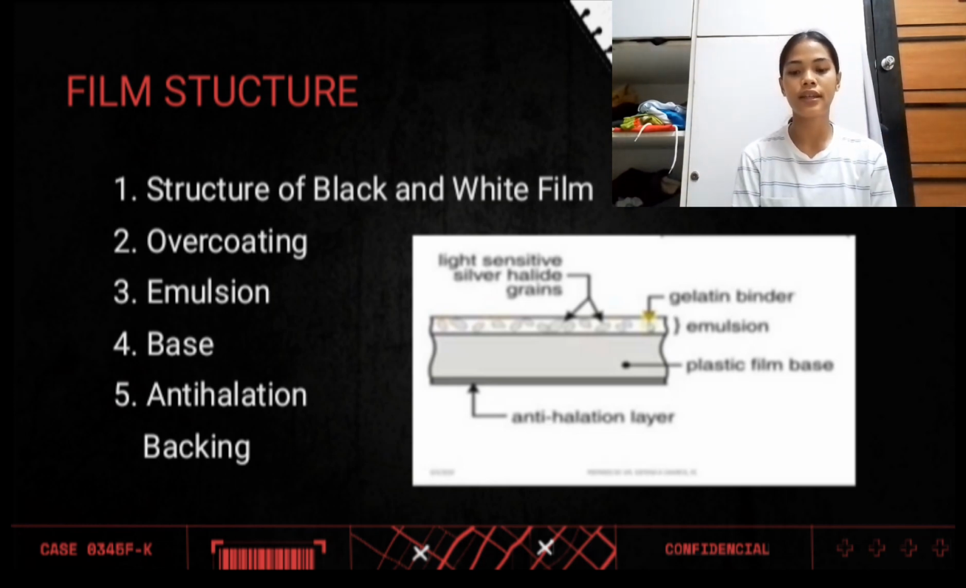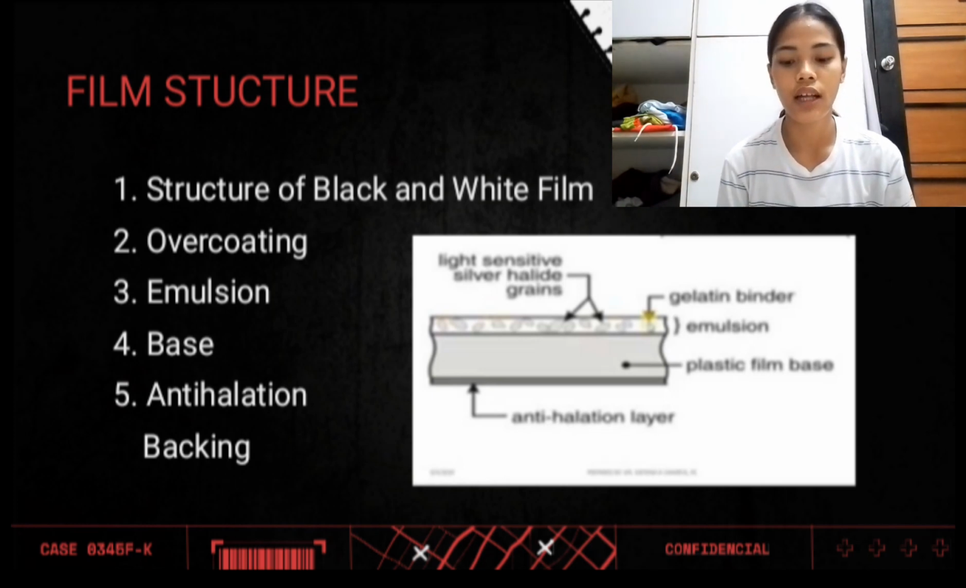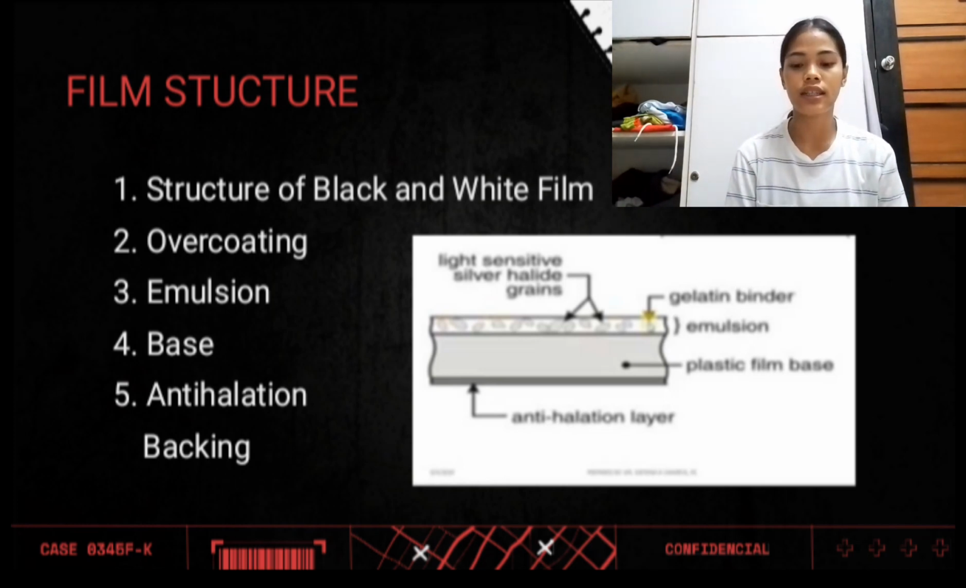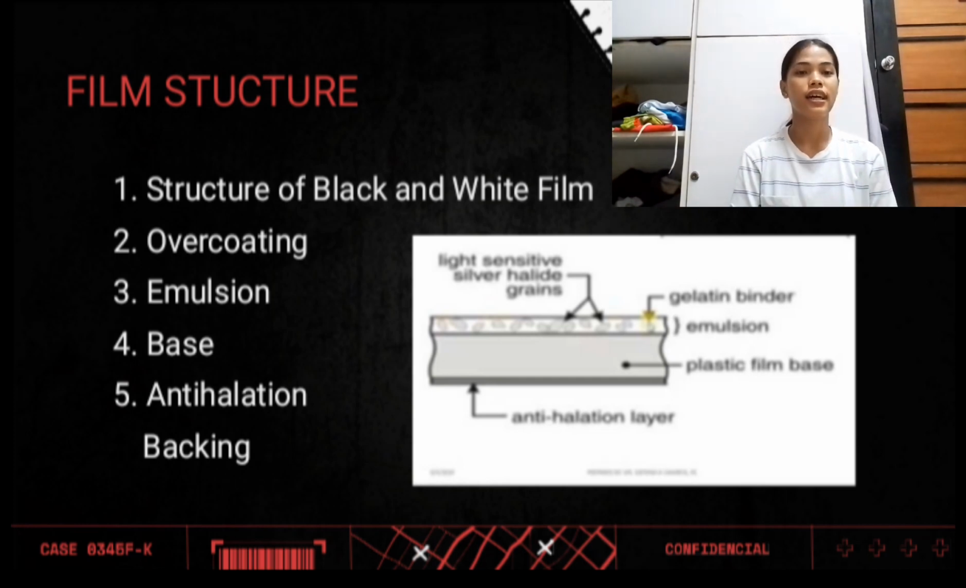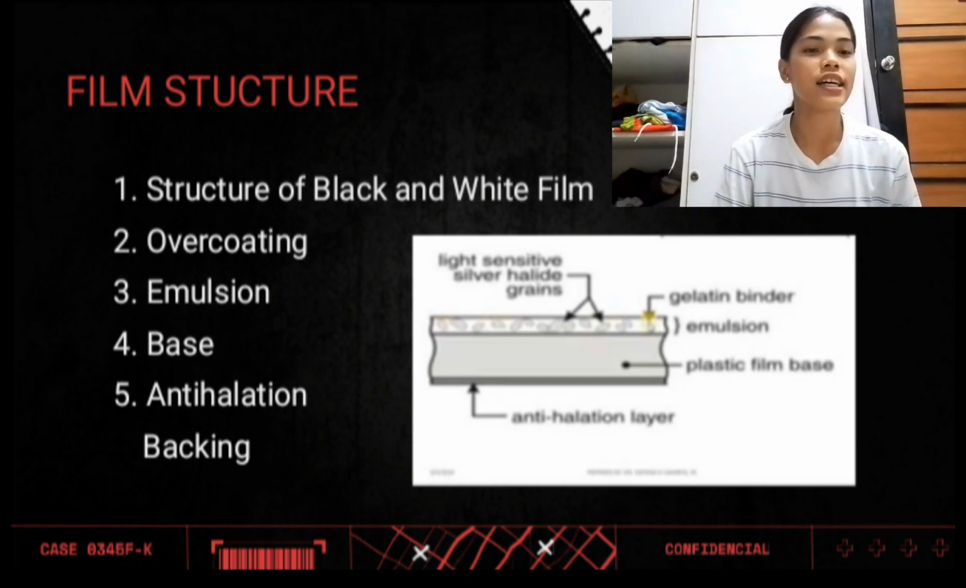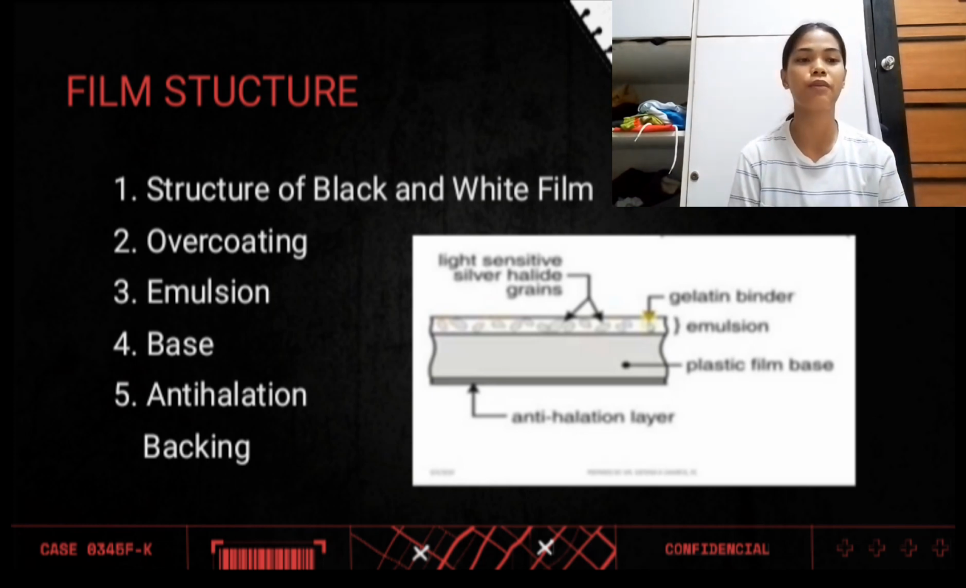The third one is the emulsion. It is the thin layer of gelatin that suspends and supports the light-sensitive silver halides. And the fourth one is the base. The base is the support that holds the emulsion in place.